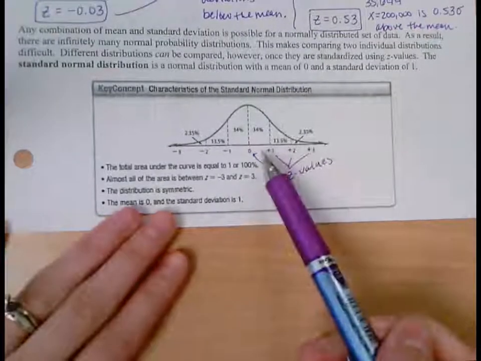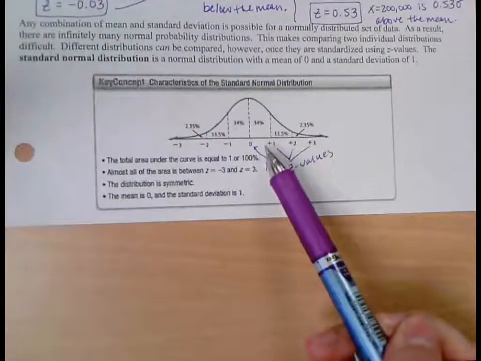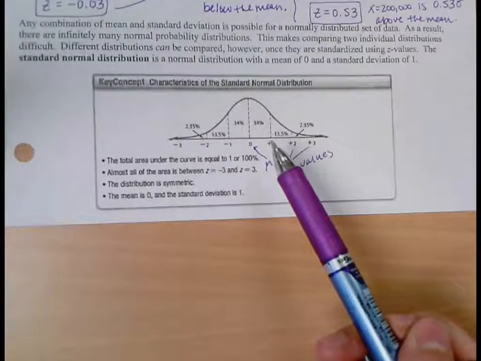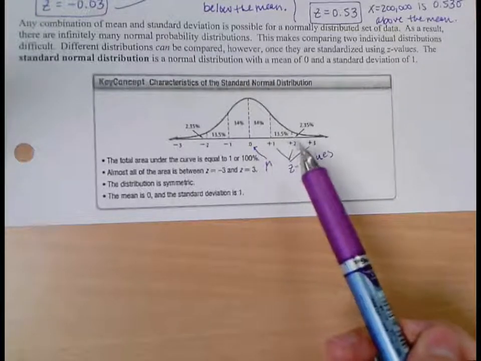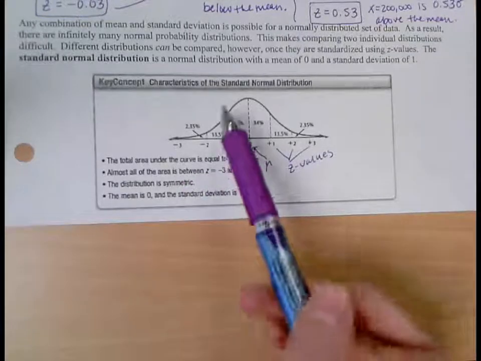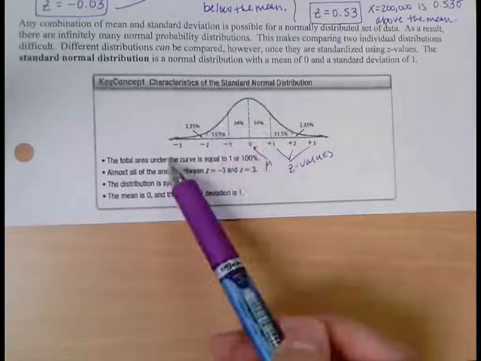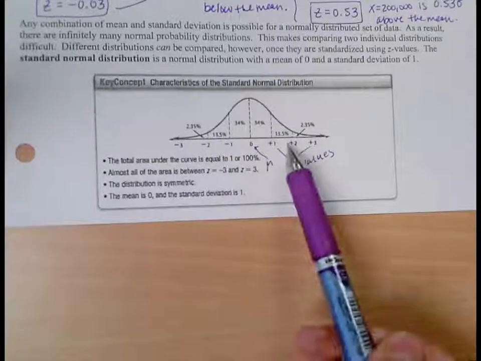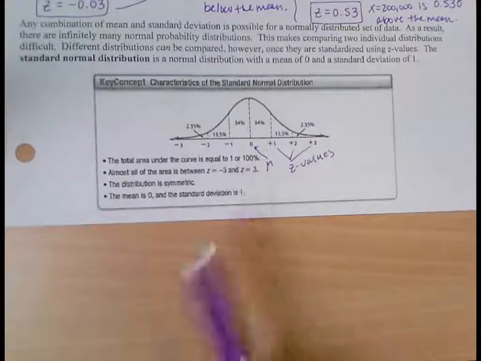So what this is representing, if z is +1, that means you're one standard deviation above the mean, 2 is 2 standard deviations above the mean. So these are all z values. For a standard normal distribution, these would always be the values here. Otherwise, total area under that curve is still 1 or 100%.